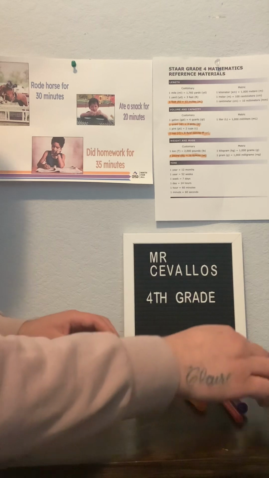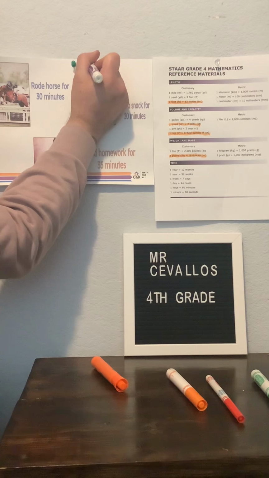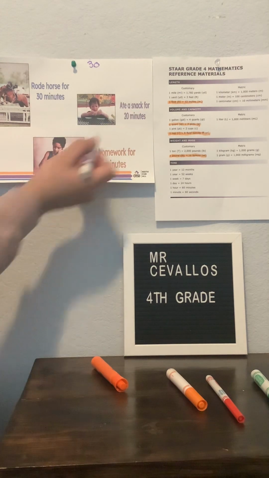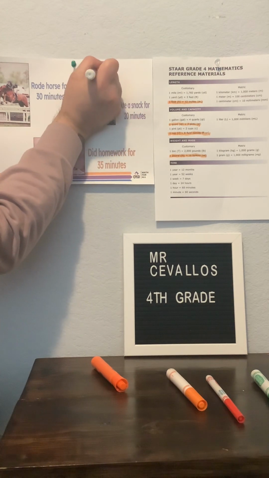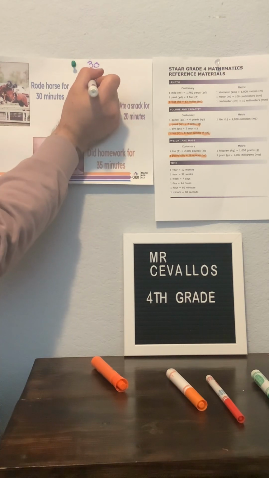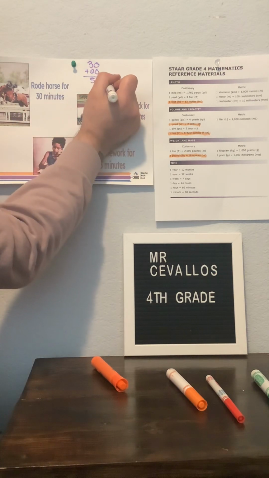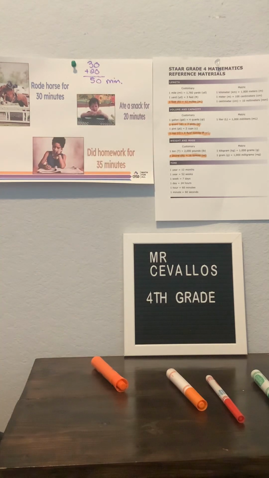Well, that one's pretty simple. We're going to get our 30 minutes here. 30. We're going to get our 20 minutes here. Plus 20. 0 plus 0 is 0, and 3 plus 2 is 5. So now, we've ended up doing things for 50 minutes. Now, 50 minutes is very interesting because is that less than an hour? Is it more than an hour? Is it equal to an hour?